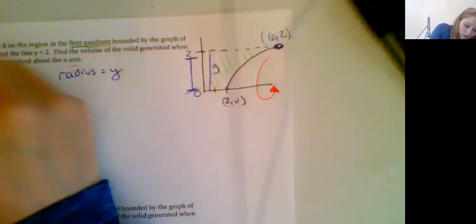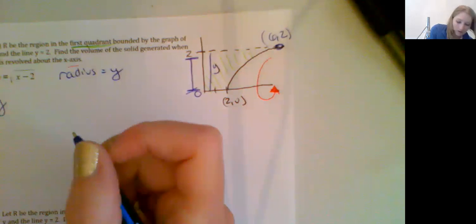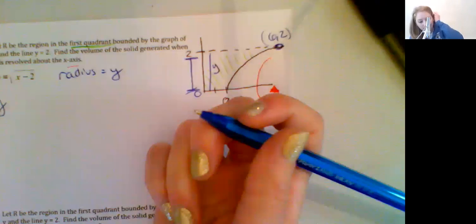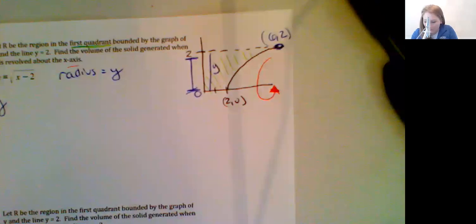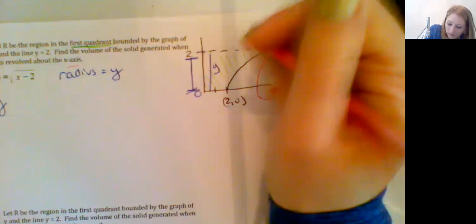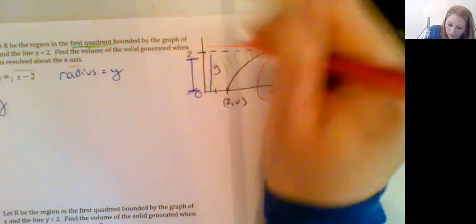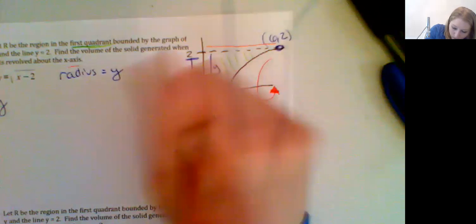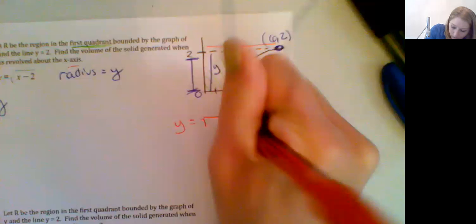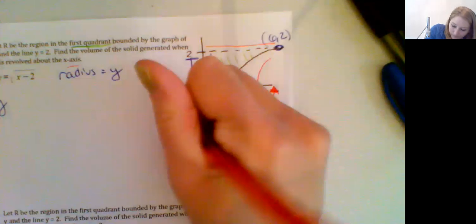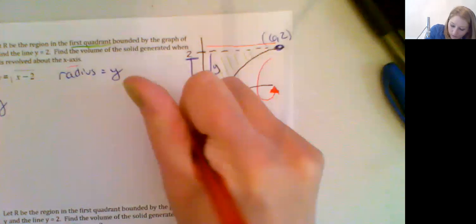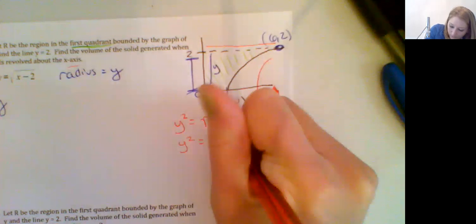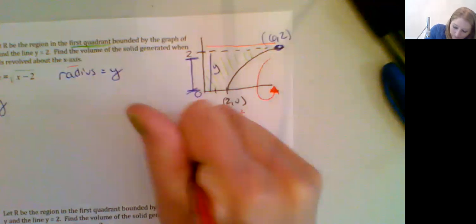And we're going to have 2 pi y. That's part for my radius. Now we need to figure out this next part. To figure out the height, that is dependent on my function, right? So what we're going to do is solve our function for x. The first thing I'm going to do is square, and then I'm going to add 2.